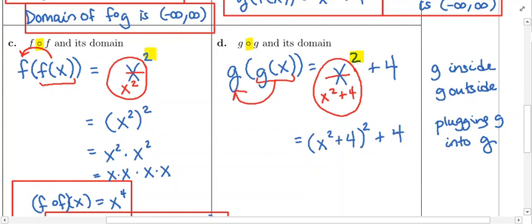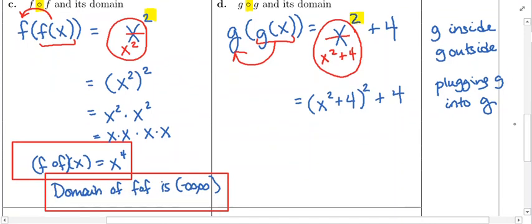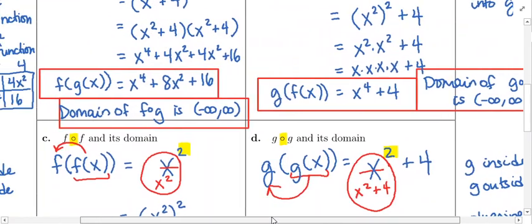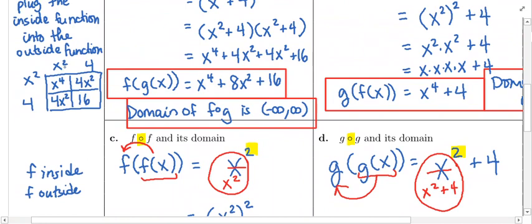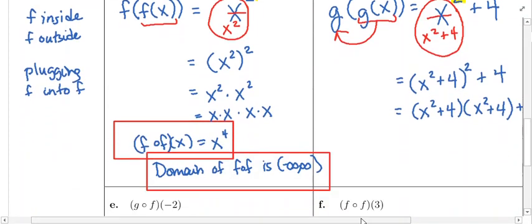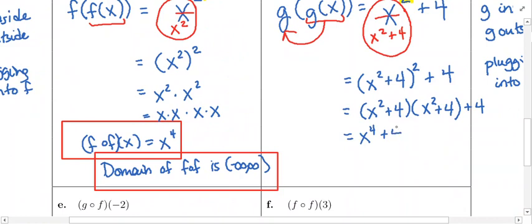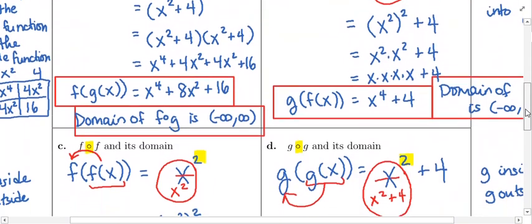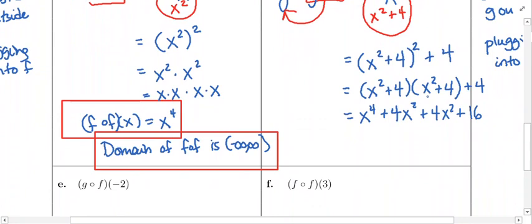This is how you form g of g of x. We need to simplify this, so we have to multiply it out. We need to do x squared plus 4 times itself, and then tack on the plus 4. Earlier, we did the work for x squared plus 4 times itself, up here in the little box method. We ended up with x to the fourth plus 4x squared plus 16. Make sure I'm writing that down correctly. Yes. That was the result of doing x squared plus 4 times itself. Don't forget this plus 4 right here.